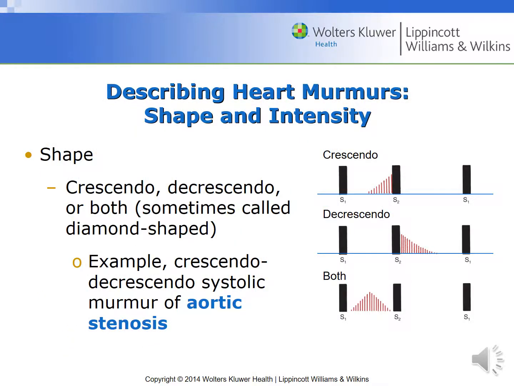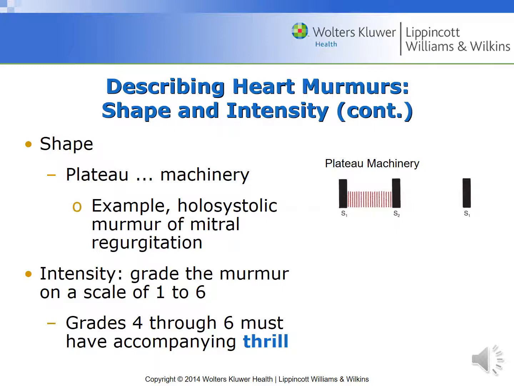When describing the shape of a murmur, which is determined by its intensity over time, some of the terms that you would use are crescendo, decrescendo, sometimes both. As you'll see here on the bottom there, it kind of makes that diamond shape. So there's a lot of examples in your book. We know that a crescendo murmur will grow louder, decrescendo will grow softer. So a crescendo-decrescendo murmur will first rise in intensity and then fall. You may also have a plateau murmur, and that basically has the same intensity throughout.